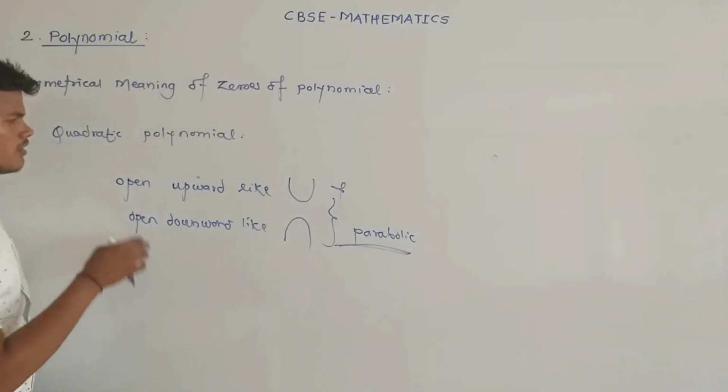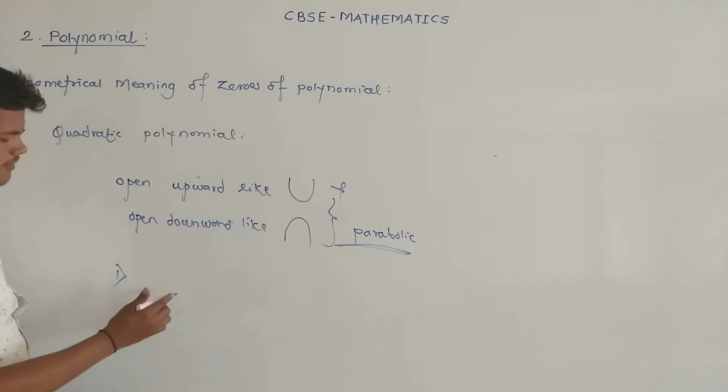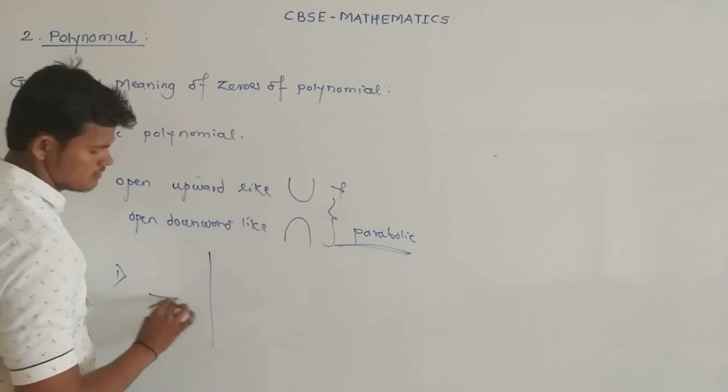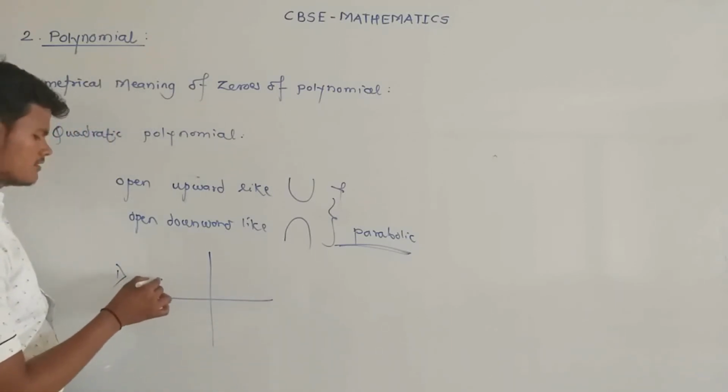So for the quadratic polynomial there are three cases. The first one is the graph of a quadratic polynomial intersects the x-axis at 2 points.